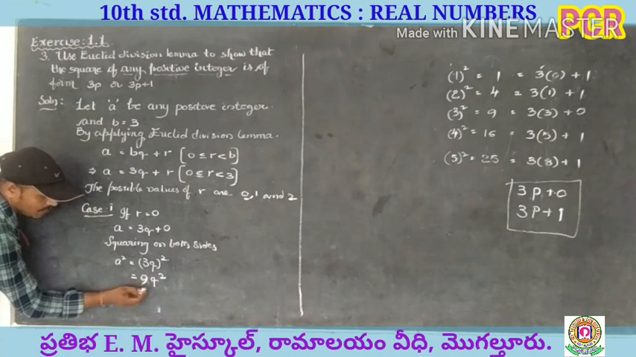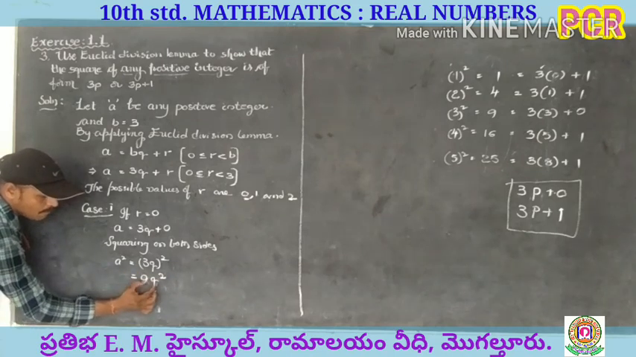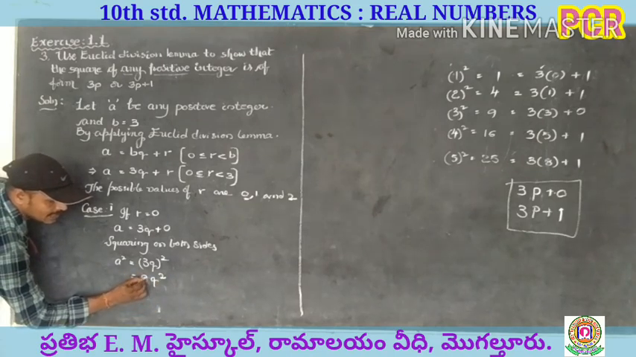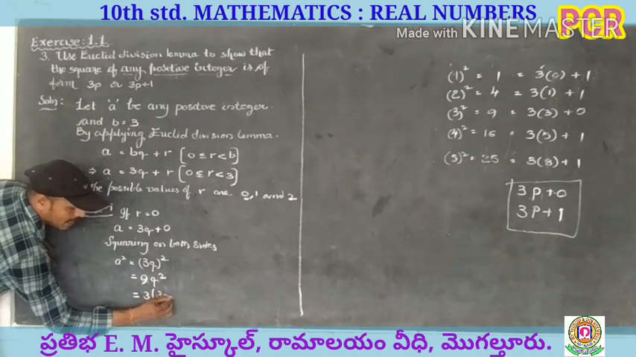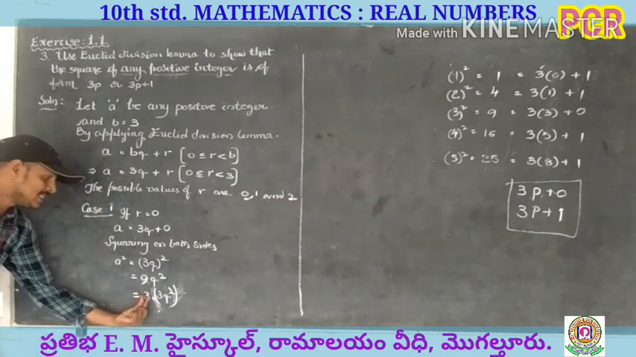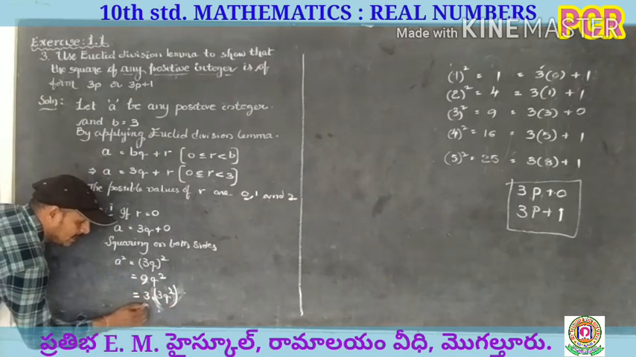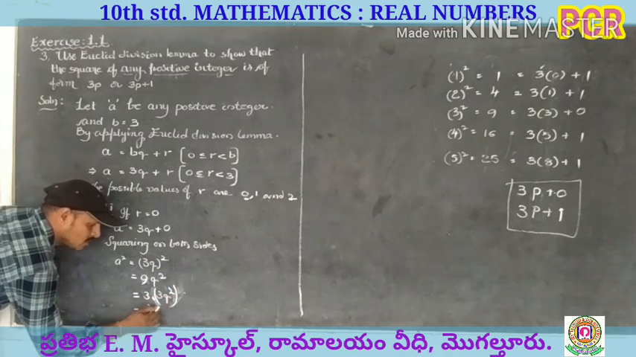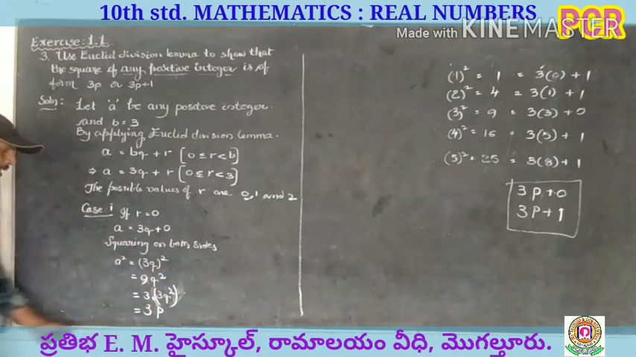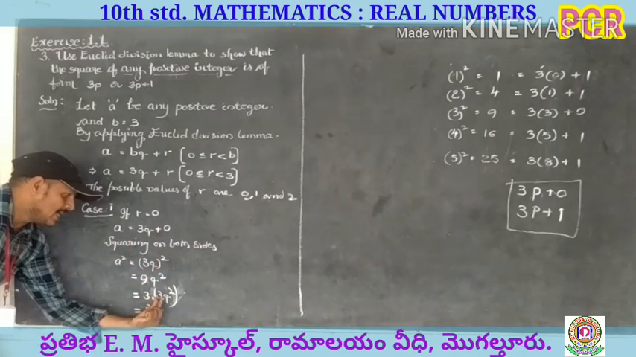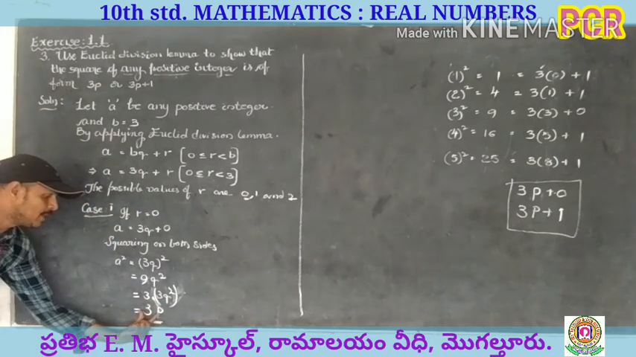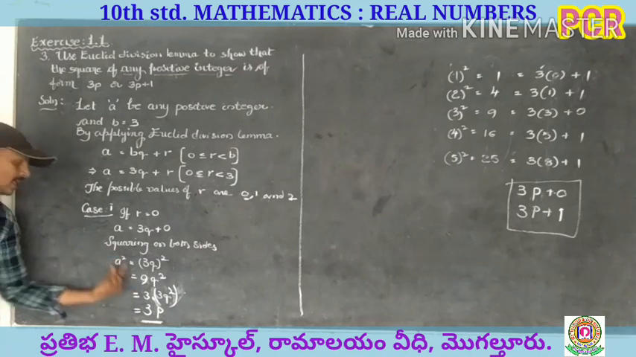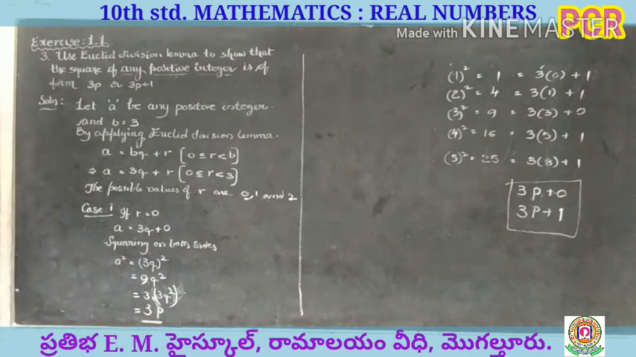That is equal to, we can write it as a multiple of 3. Wait, 9 we can write as 3 into 3. 3 into 3q square. That means 3 into something here, we can write any number in this place, say 3p. I can write p as 3q square. That implies this is of the form of a multiple of 3. So a square we can write as 3p.